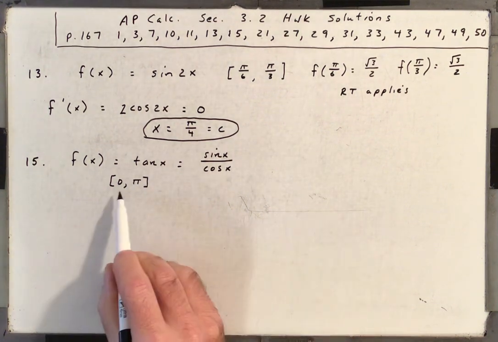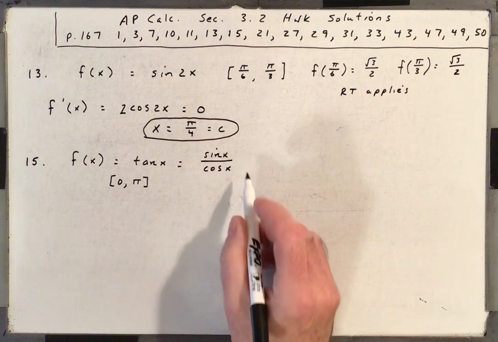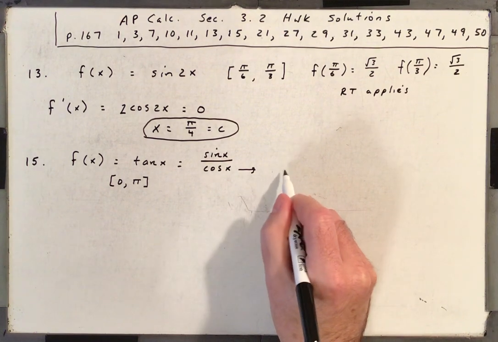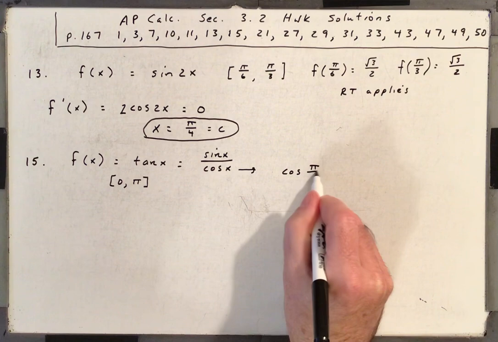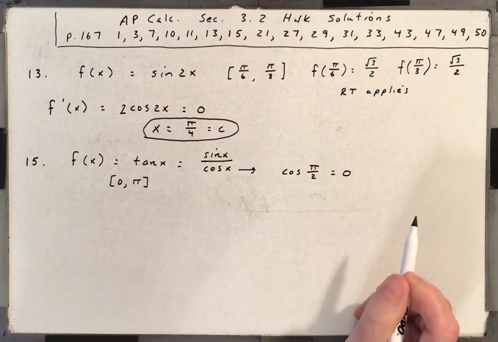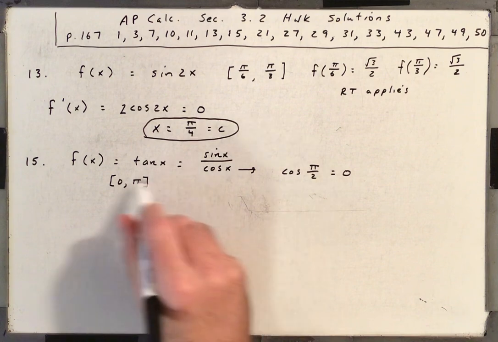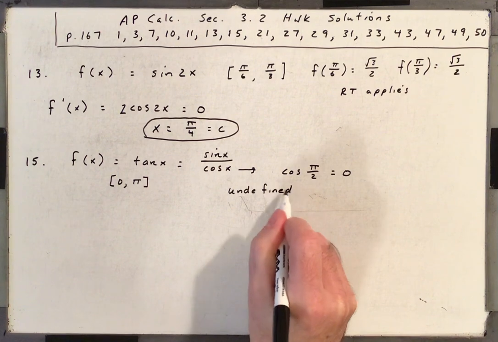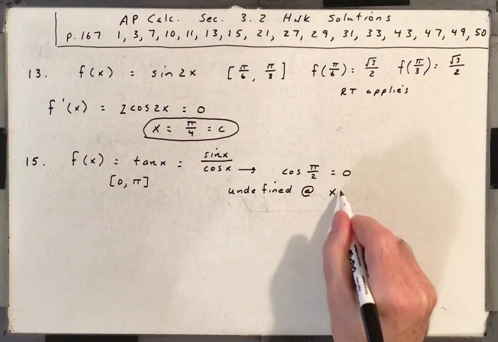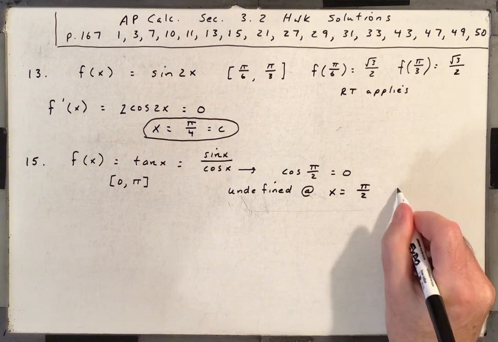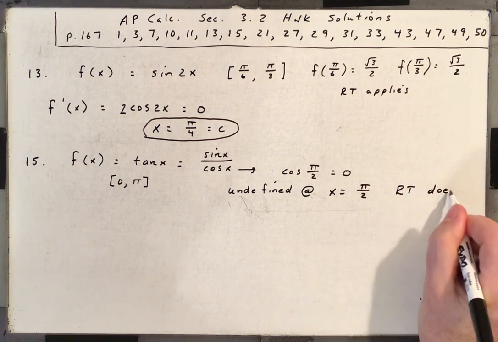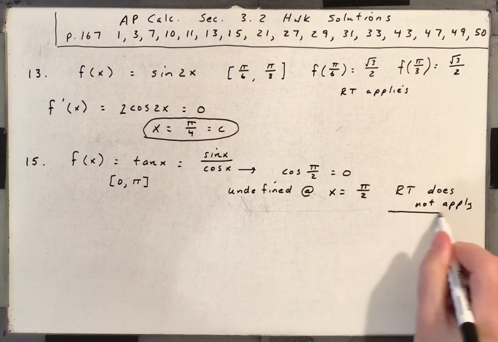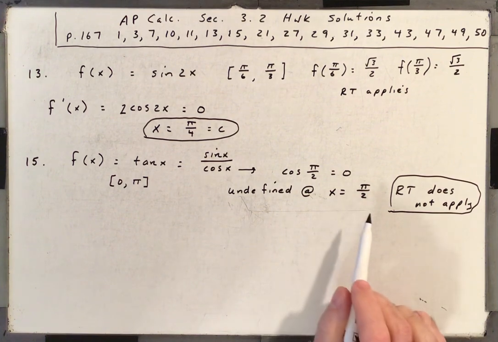Well, is there anywhere between 0 and pi where cosine x is equal to 0? Well, there is a spot: cosine of pi over 2 is equal to 0. So that means that this function, tangent, is undefined, and it has a vertical asymptote at x equals pi over 2. So Rolle's theorem does not apply, because we have a place in the interval where it's not differentiable.